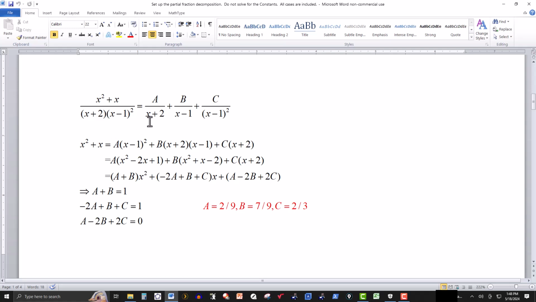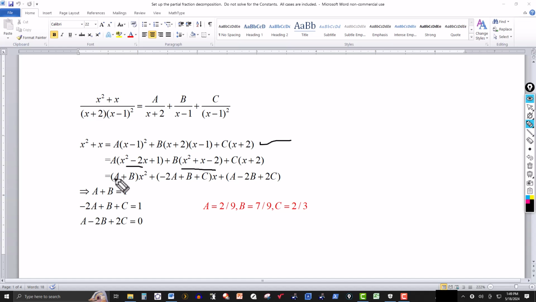You multiply through by the lowest common denominator, which is, of course, x plus 2 times x minus 1 squared. This is what you get here. So notice, just multiply through, and this is what you get. And then simplify x minus 1 squared, we get this. x plus 2 times x minus 1, we get this. And then here we just multiply by the c. And then we just collect the terms.